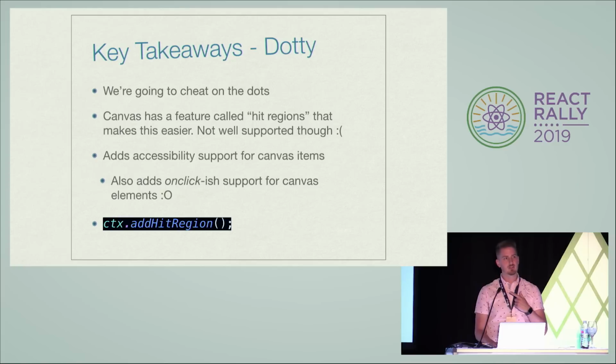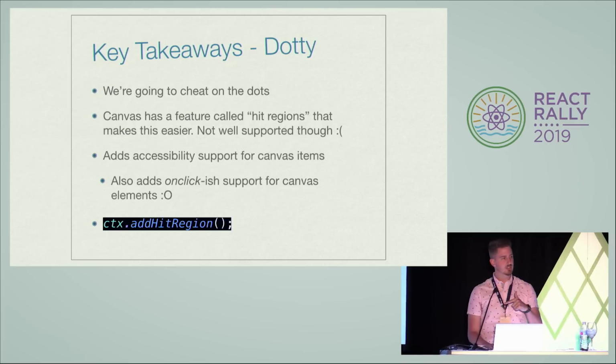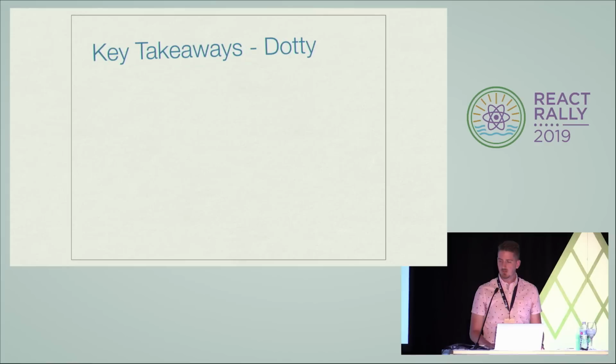And the API for it is really simple. Once you draw your item on the canvas, you just say add hit region and you give it an ID. And that just makes it so much easier. So that's our cheating for the dots.